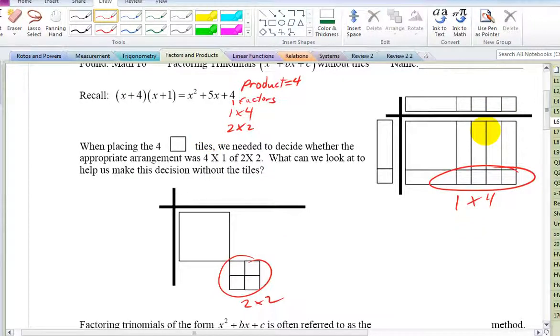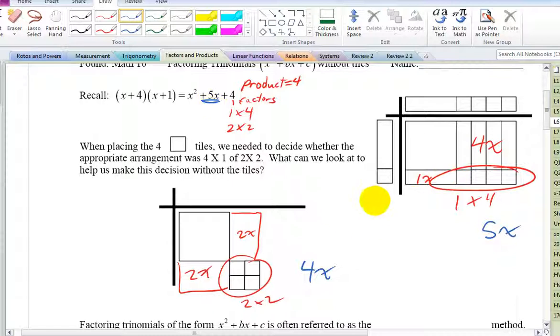We looked at our x's. Here we had 1x and 4x, and over here we had 2x and 2x. So this arrangement gave us a total of 5x, whereas the bottom arrangement gave us a total of 4x. And so we would say, well, I want 5x. And so this would be the answer, x plus 4 times x plus 1, whereas this would not be the answer: x plus 2 times x plus 2.